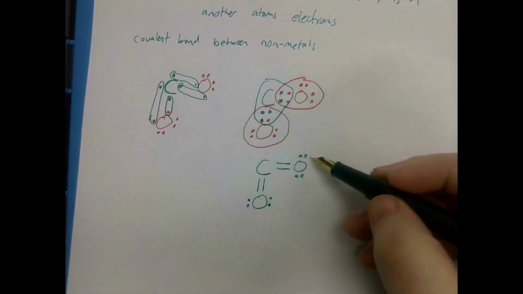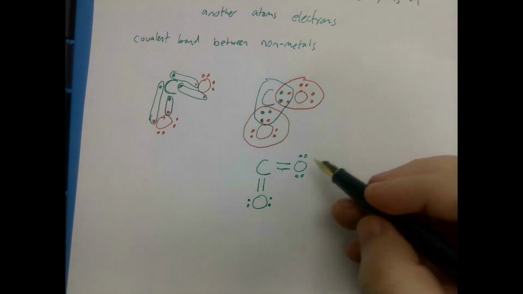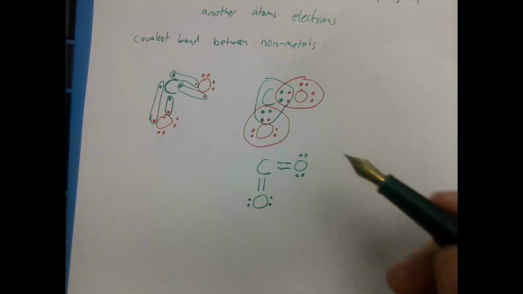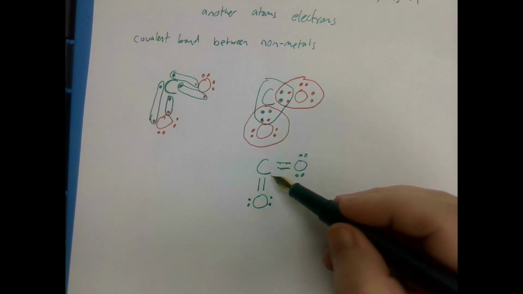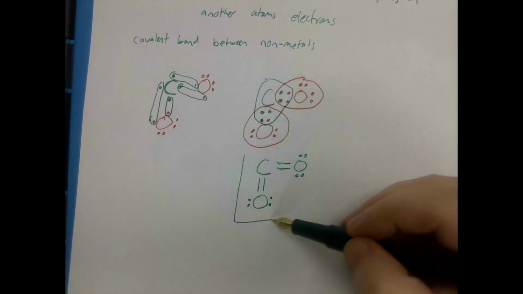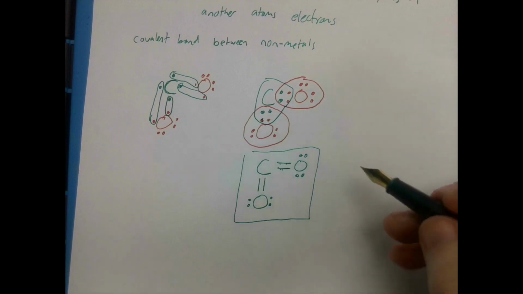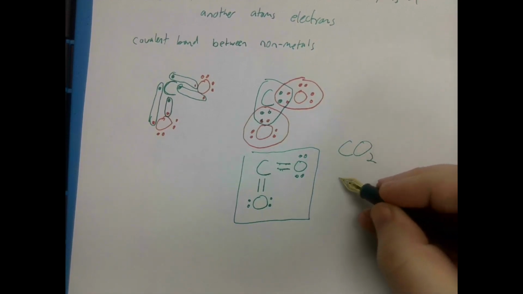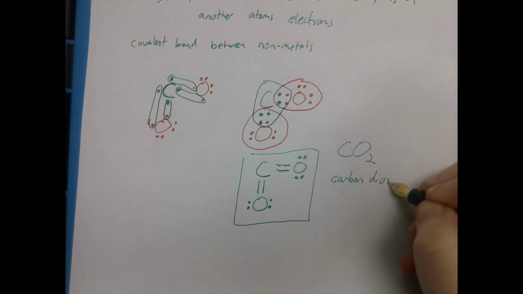So now count them. Each line has two electrons in it. 1, 2, 3, 4, plus these 4 gives you 8. 4 lines, each line represents 2, so 4 times 2 is 8, and we see 8 here. This is the Lewis dot for CO2. And what's the name of CO2? Carbon. Yes, carbon dioxide.